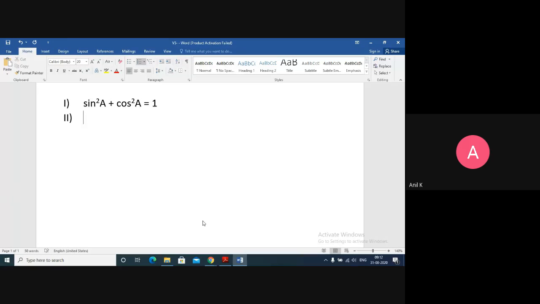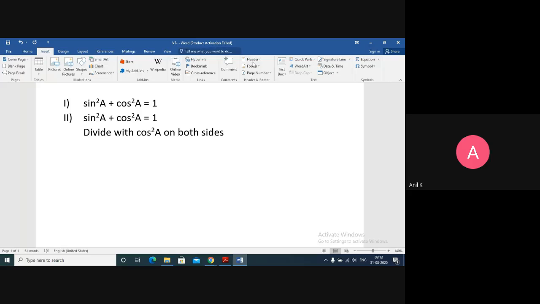What I do is, from the first identity, I'll take it as it is. Here I'll write: divide with cos square A on both sides. Let me insert the equation.